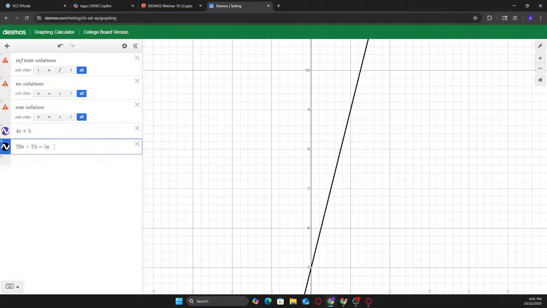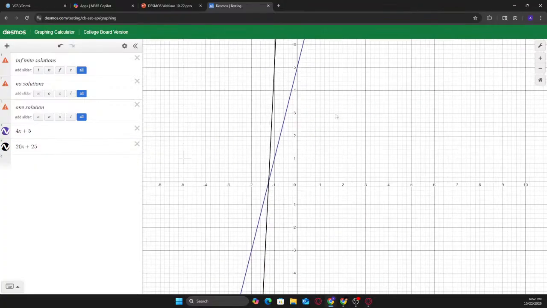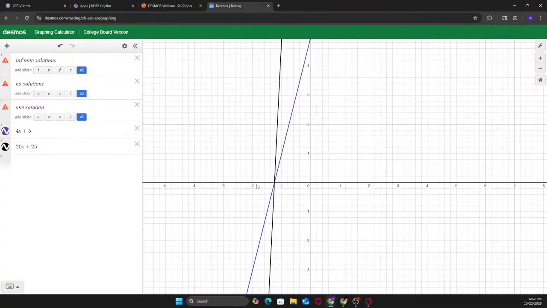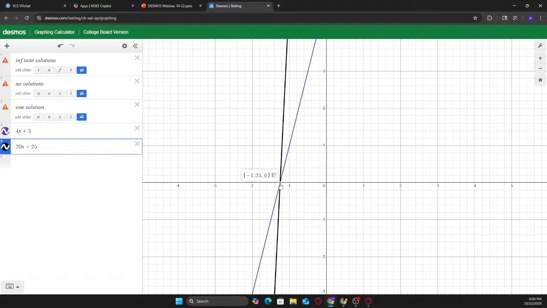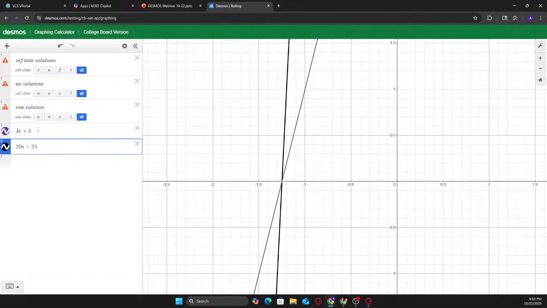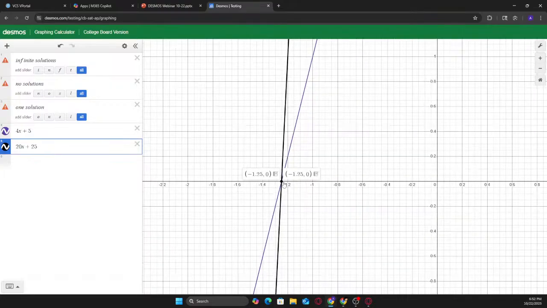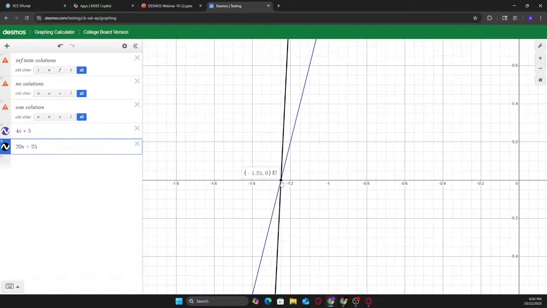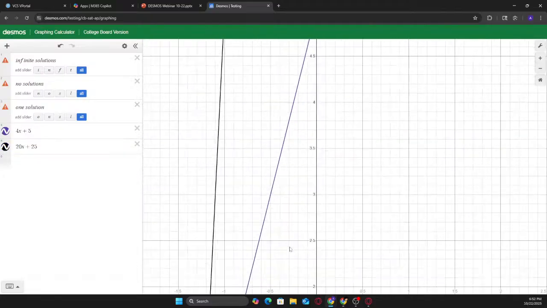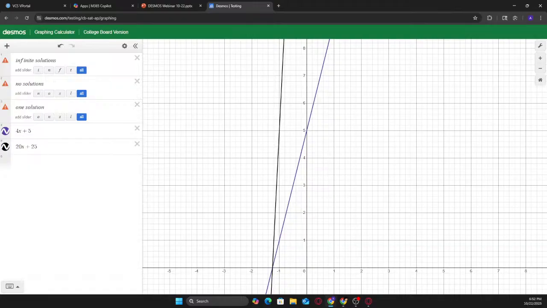Now, this is going to be the easiest one to explain. One solution, one intersection. They have different rates, they have different starts. If they have different rates, you can tell by the slope, they're going to have one solution. And they're never going to touch ever again. They just go away.